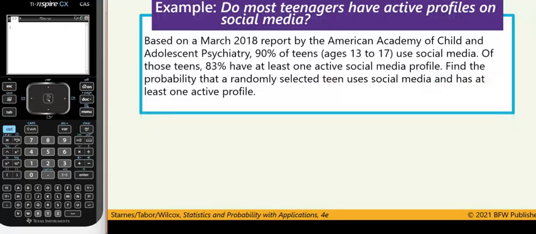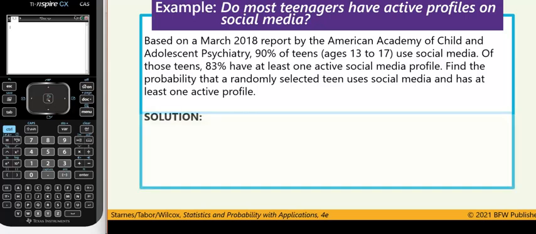Okay. Do most teens have active profiles on social media? Based on a March 2018 report by the American Academy of Child and Adolescent Psychiatry, 90% of teens use social media. Of those, 83% have at least one social media profile. Find the probability that a randomly selected teen uses social media and has at least one profile. So some people use it without having a profile, right? So we want both those things to happen.